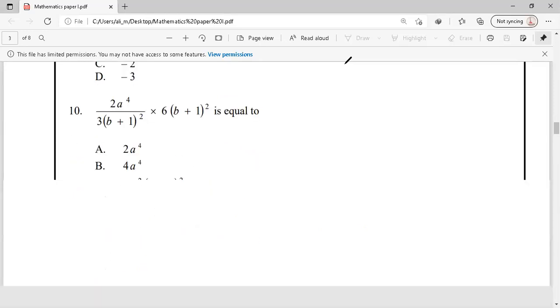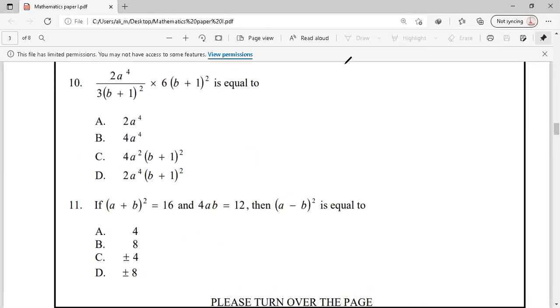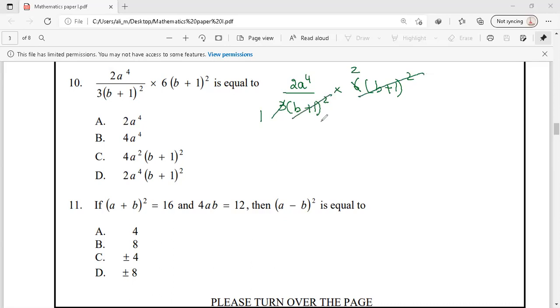Then let's see question number 10 and 11. We have to simplify this expression: a raised to the power 4 divided by 3 into (b plus 1) whole square, multiplied by 6 into (b plus 1) whole square. So let's cancel these out. 3 2s are 6 and 3 1s are 3. (b plus 1) whole square and (b plus 1) whole square cancel. So we will get 2 a4 and 2. So this will become 4 a4. So option B will be the right answer.